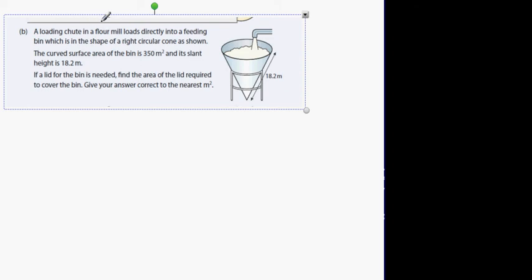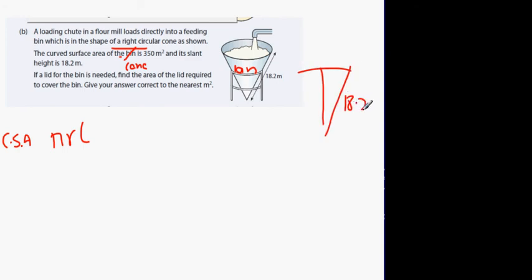A load chute in a flour mill loads directly into a feeding bin, which is the shape of a circular cone. Find the curved surface area of the bin. Okay, so the bin is the cone. The curved surface area of a cone is pi r L, where L is the diagonal part. So L equals 18.2.